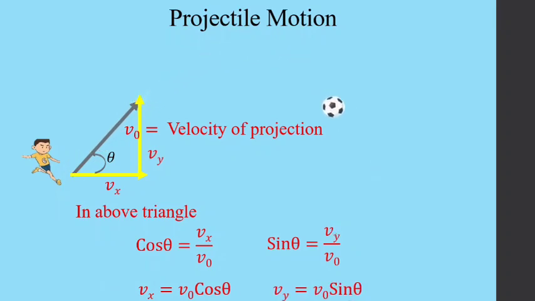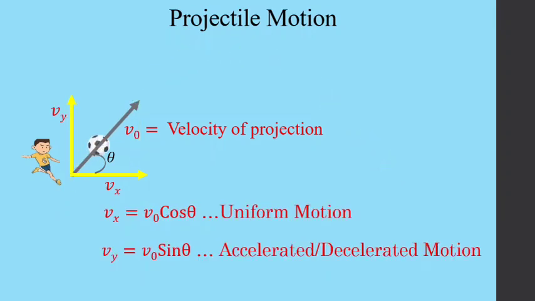So always remember, the component adjacent to the angle is always the cos component, whereas the component opposite to the angle is always the sin component. Again you can observe that the horizontal component is a uniform motion component, whereas the vertical component is an accelerated or decelerated motion component. Because it is going upward in the opposite direction of gravity, that is a decelerated motion.